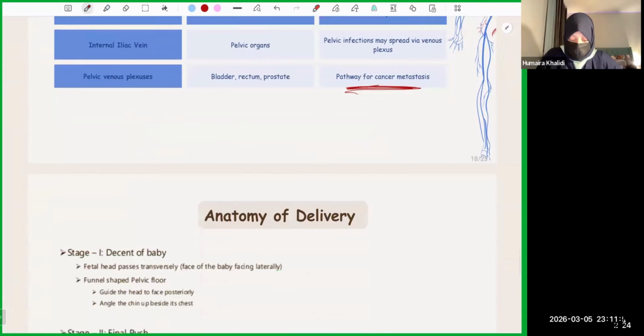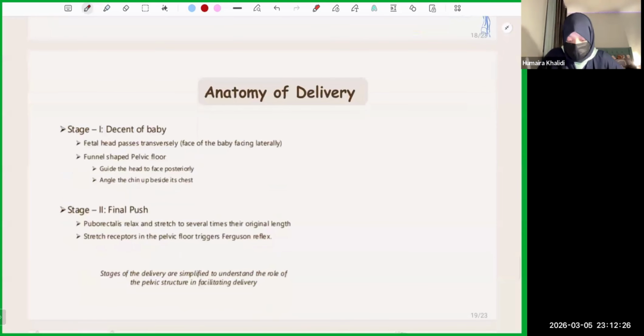Then you have the anatomy of delivery. Now, this took me time to understand. Inshallah, I should be able to explain it to you guys in really easy words. Again, this wasn't taken by any of the previous batches. This is taken for the first time by you guys. Henceforth, it's going to be in your exam.